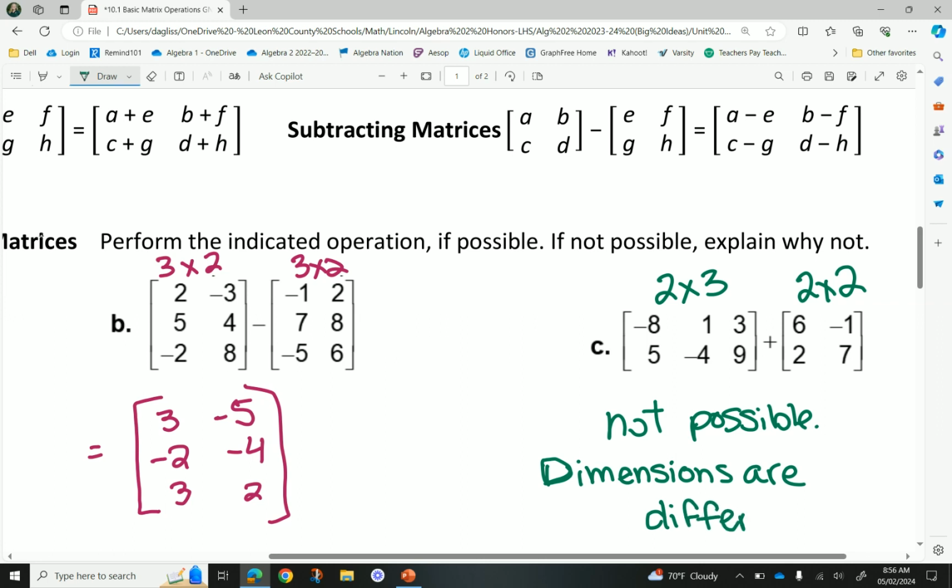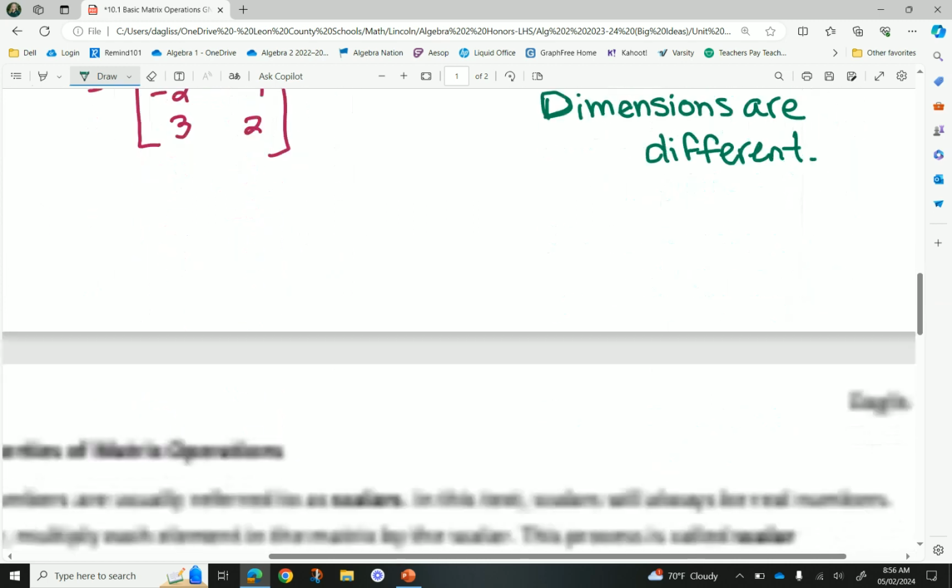Good. We feel good about adding and subtracting? Yeah. Can we move on? Yeah. Great. All right. We are going to move on to our first type of multiplication. We can multiply matrices with each other. That's tomorrow. Today we're going to do scalar multiplication.